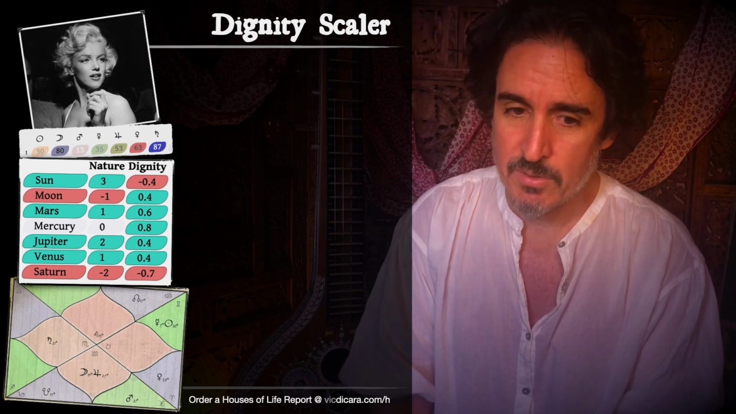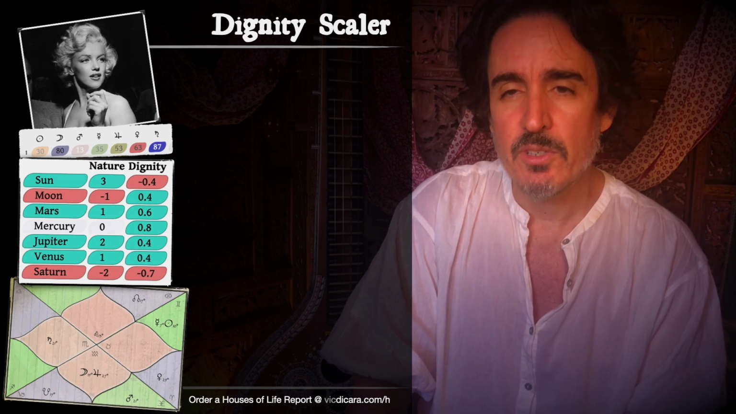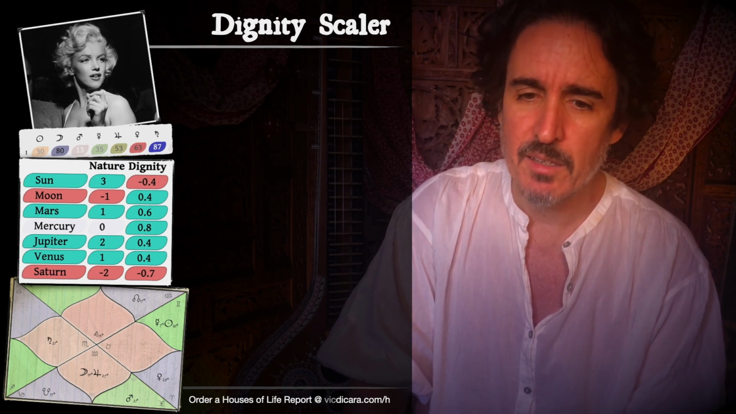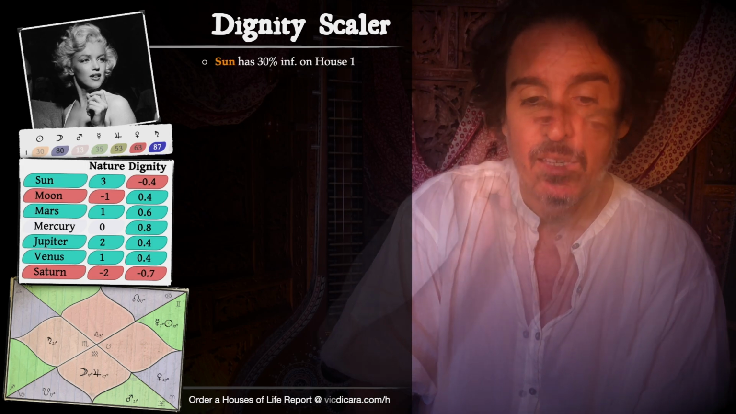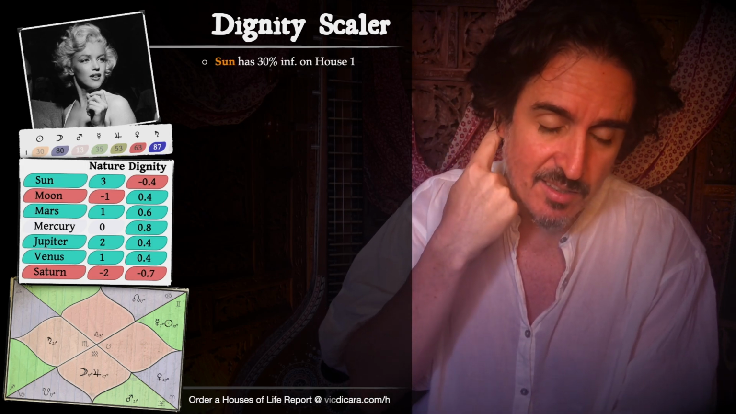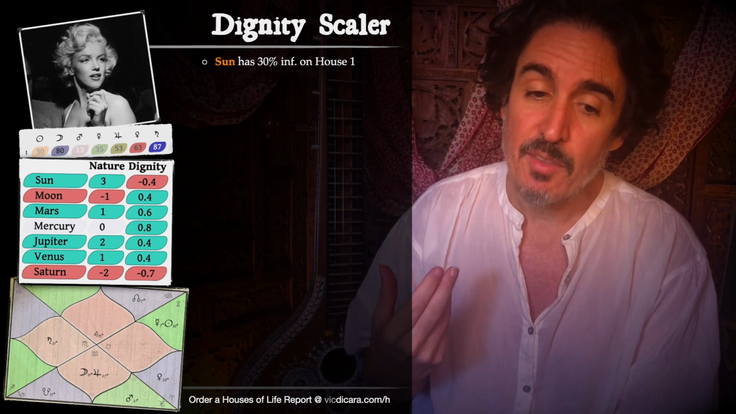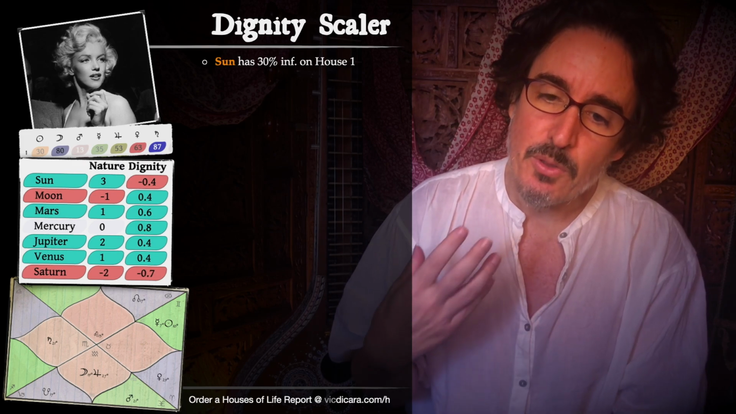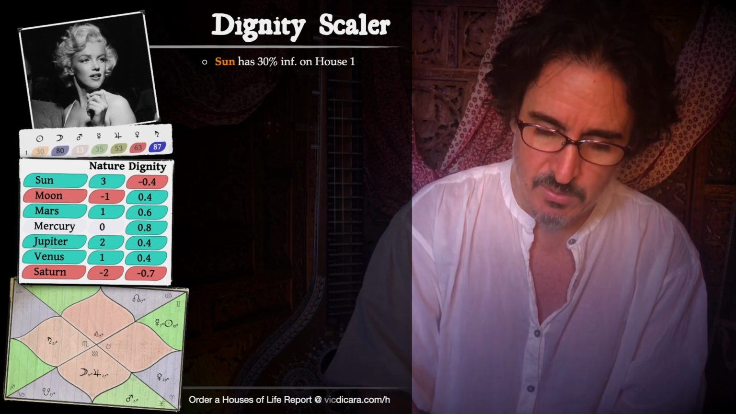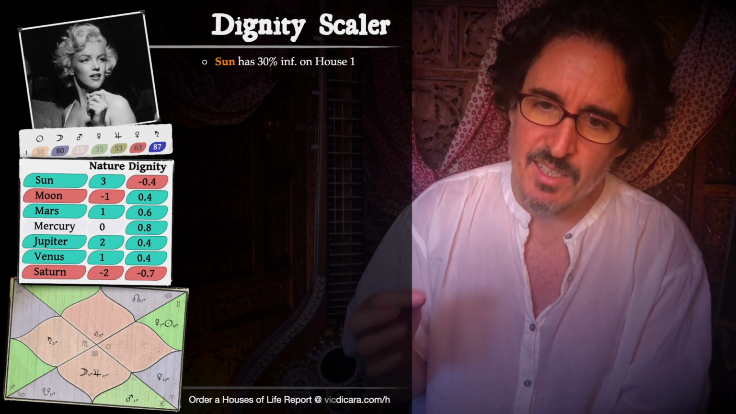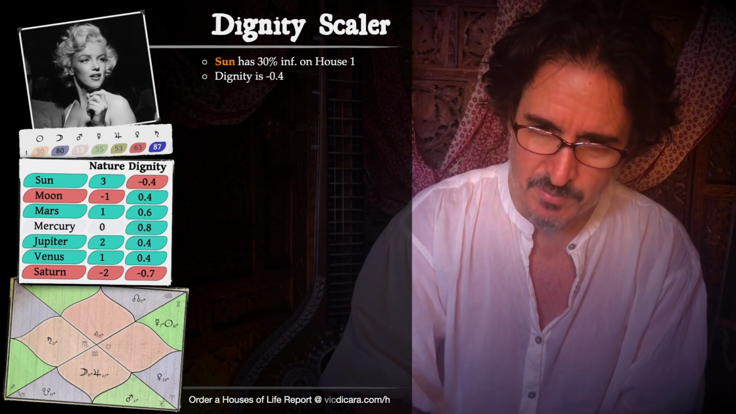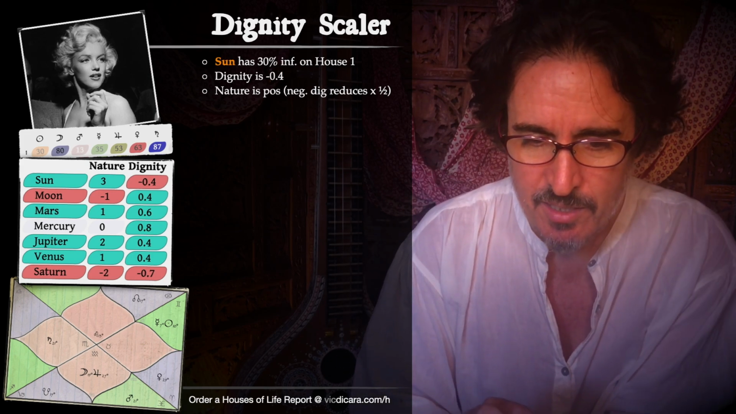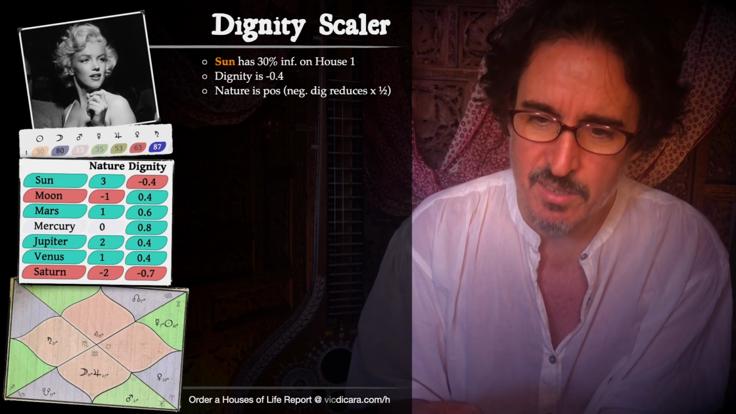Now, how do we use the dignities as a scalar? I'll give you concrete examples now. Let's just do this for her first house and just for the unique planets that affect her first house. Sun. So you can see it says that the Sun is influencing her first house at 30%. So for the Sun, we're going to start off with the value of 30% influence on the first house. Its dignity is -4, and its nature is positive. It's the first lord, so its nature is very positive.